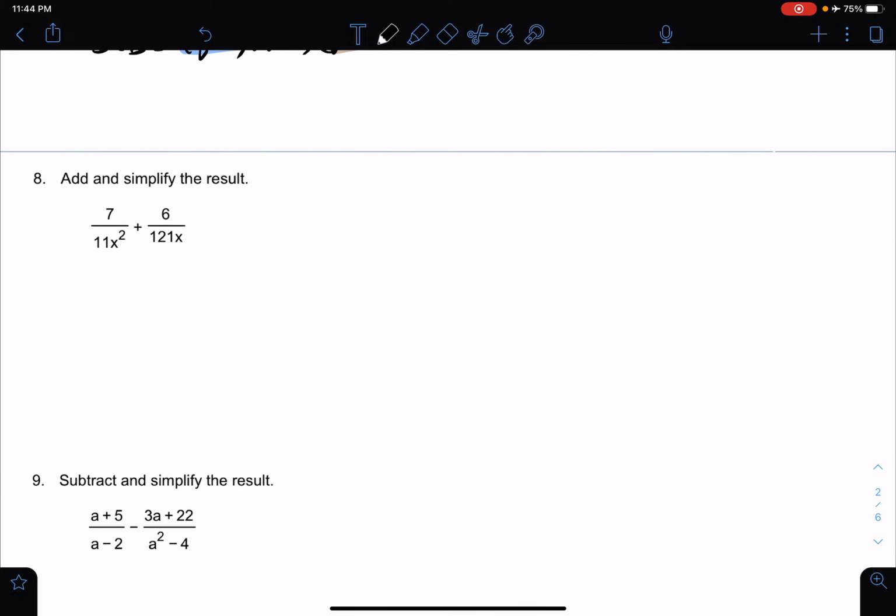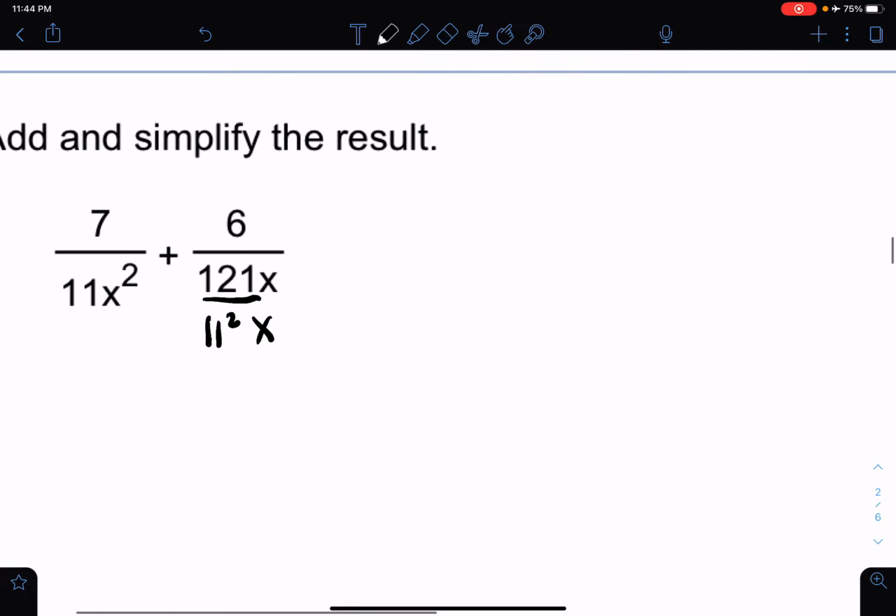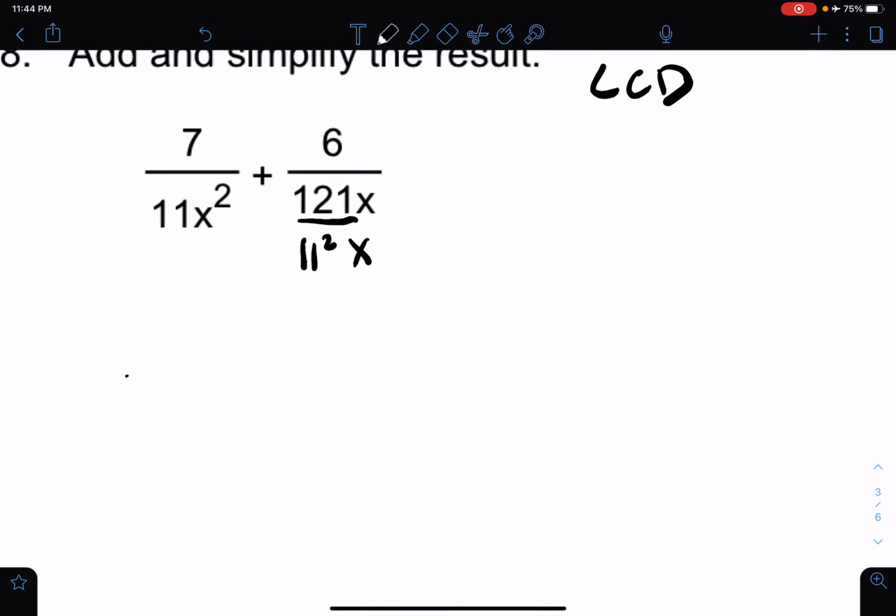Moving right along here, it says add and simplify. What you want to do here is rewrite this as 11 squared times x. In doing so, you can see possibly what's missing. The big story here is the denominators are not the same, so you're not allowed to add them. But if you could find the LCD, you could make two equivalent fractions with that LCD, and now you're allowed to add them up.